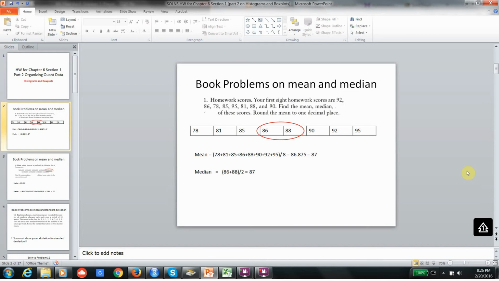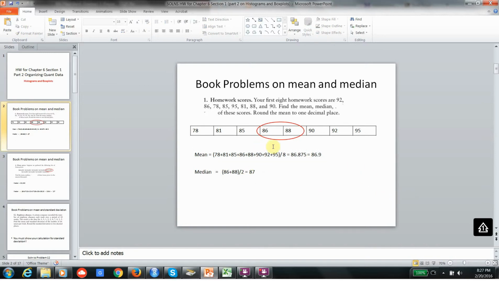And so to find the mean, I don't have to do anything with the data. I can just go ahead and add up all the data values, divide by the number of data values, which is 8, and I'll get 86.875, which they want me to round to one decimal place, so that'll be 86.9.